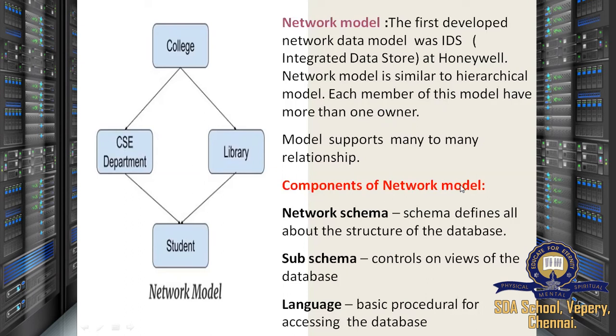What are the components of network model? Your network model is made up of three components: network schema, subschema, language. What is network schema? Schema defines all about structure of the database. This is the structure of network database model where we have two nodes for a leaf, right? Then subschema controls the views of database. How can we view our records in the network model? That viewing is being set by subschema component.